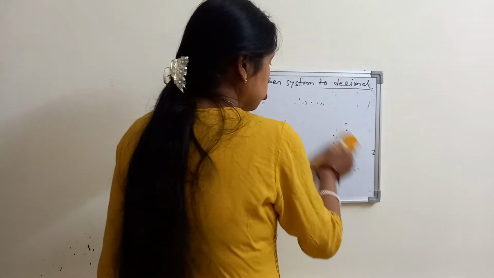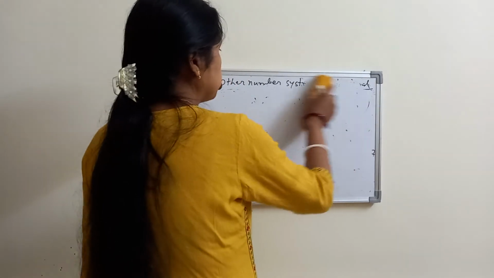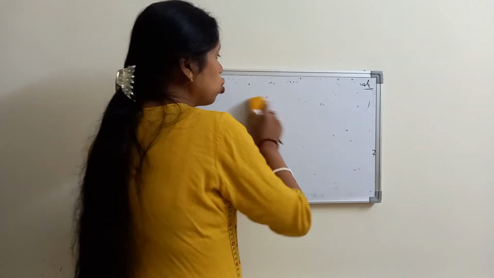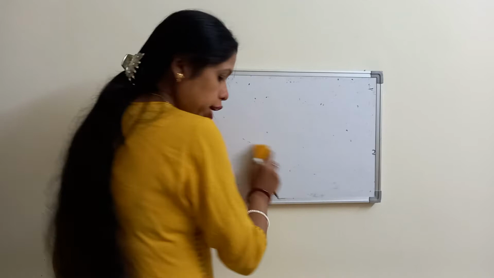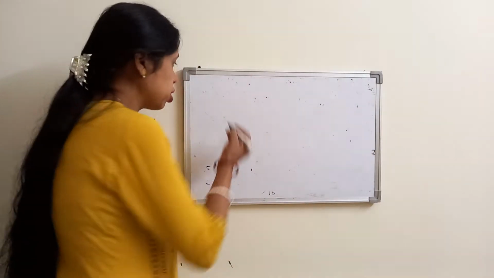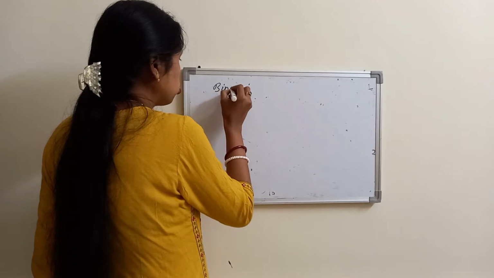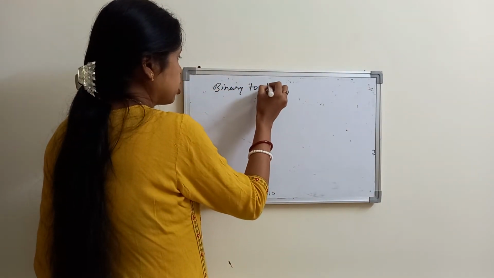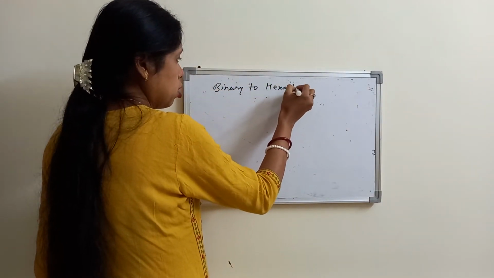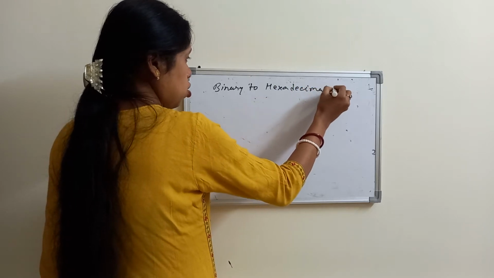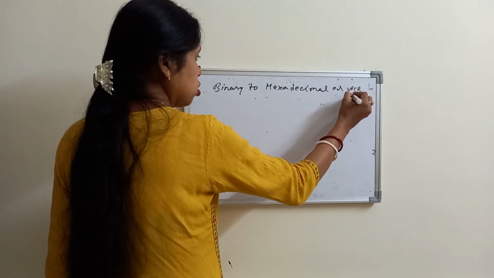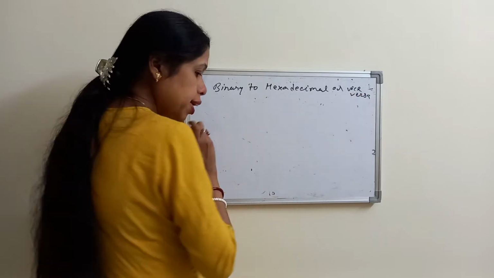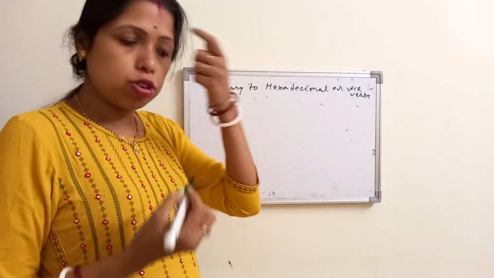Okay. Now other number system to other number system. There is no concept of decimal number now. Other number system means binary, octal, hexadecimal. These are the other number systems apart from the decimal number system, right? So how can you convert binary to hexadecimal and vice versa, binary to hexadecimal or hexadecimal to binary?